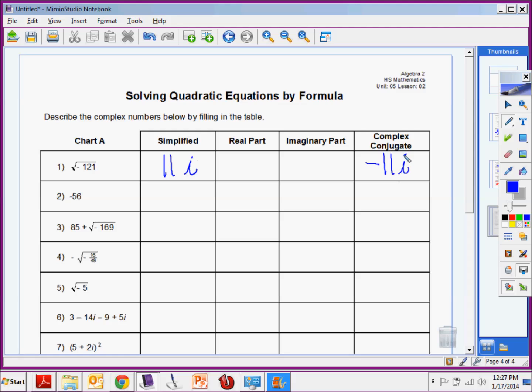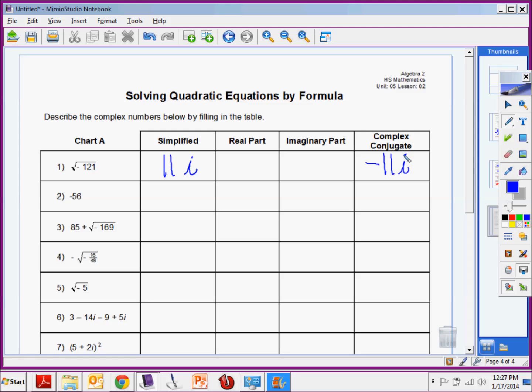So you don't have to write the plus or minus. Y'all pay attention. Why? I was just behind. Okay. It's okay. Alright, what's my real part? You're leaving. Can you listen to this real fast?